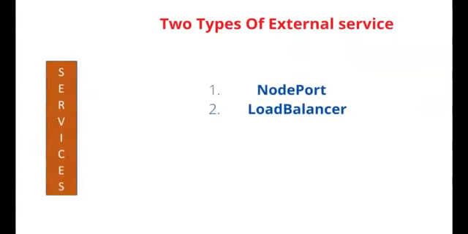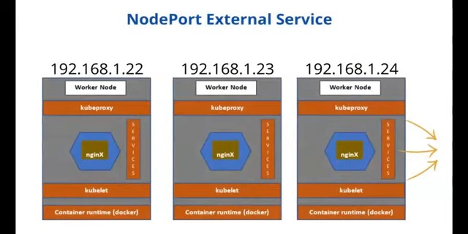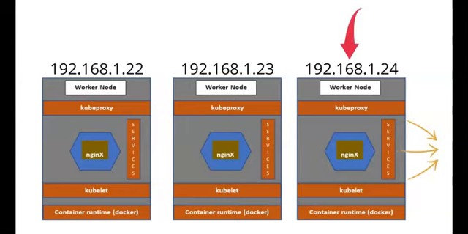And there are two types of external service. We have the option to create the node port, and we also have the option to create the load balancer. The node port external service opens an application to the outside world through the node the pod resides in, and that's why it is called node port. So when a deployment is being exposed through a node port, one will have to access an application by using the node IP and a port. So let's go practical.